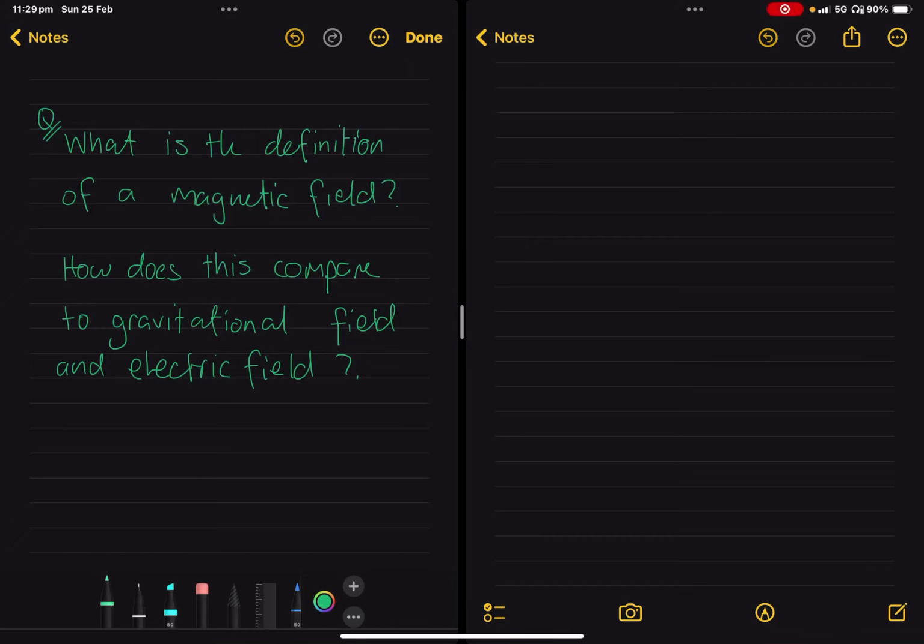Okay, so we've got a question here from the topic of electromagnetism. The question is, what is the definition of a magnetic field? The second part is, how does this compare to gravitational field and electric field? So we're going to use relatively simple definitions for this.